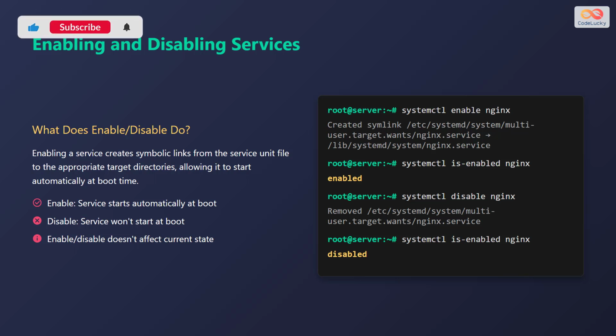Let's look at an example. To enable the Nginx service, you use the command systemctl enable nginx. The system will create a symbolic link to the appropriate directory, and systemctl is-enabled nginx will confirm that the service is enabled. To disable the service, use the command systemctl disable nginx. This will remove the symbolic link, and systemctl is-enabled nginx will show that the service is disabled.